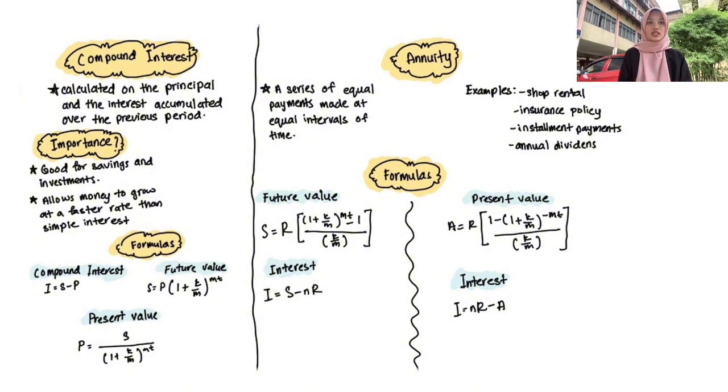What is annuity? Annuity is a series of equal payments made at equal intervals of time. For example, shop rental, insurance policies, installment payments, and annual dividends. There are two different formulas for annuity, which are future value and present value.